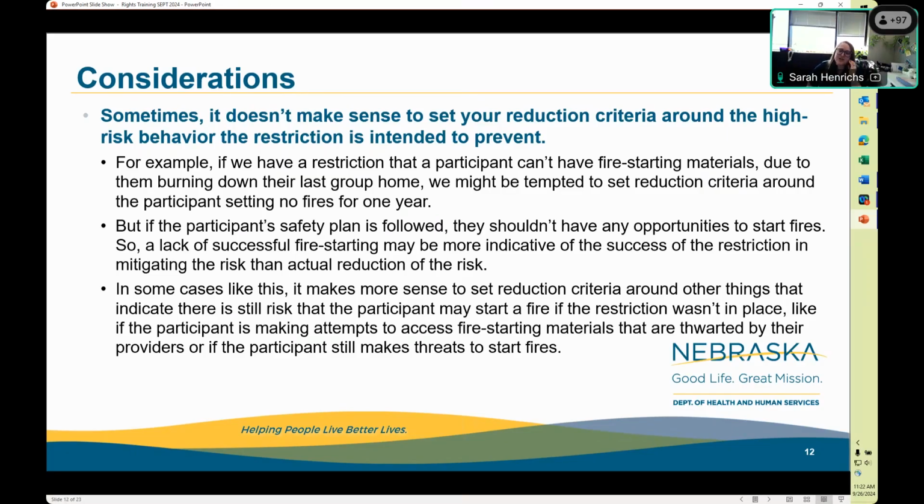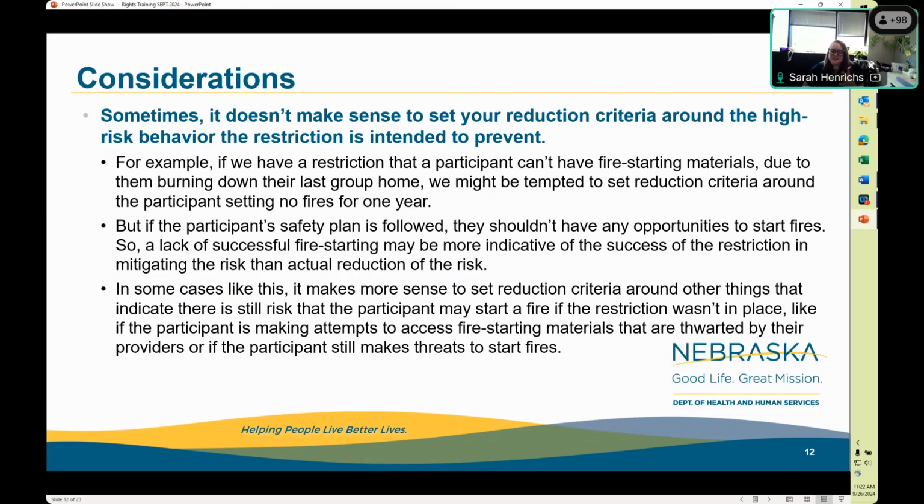So for things like that, you want to think about what are other signs that tell us that if I put a book of matches in this person's hand tomorrow, they would probably commit an arson. Are they attempting to steal fire starting materials? Are they trying to buy them and we're preventing them? Are we finding them in their stuff and removing them?